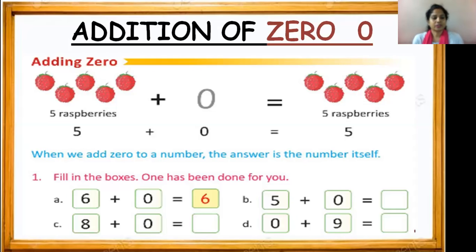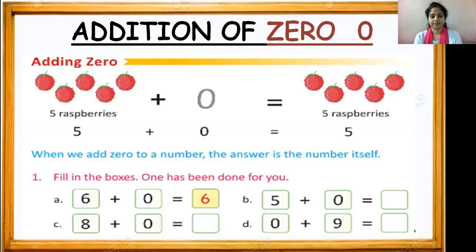Like, look at the picture, 5 raspberries are there. And if you add 0 raspberries, it means you are not adding anything. So how many raspberries do you have at the end? Again the same. You have 5 raspberries. So how will you write it? We will write it like this: 5 plus 0 equals 5, the number itself.